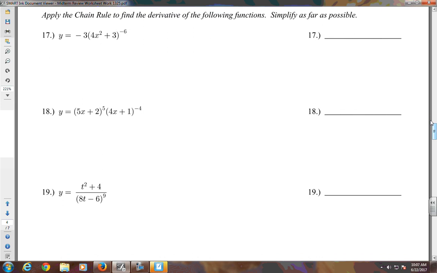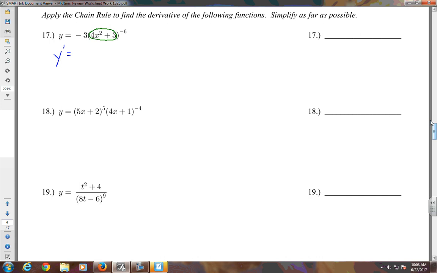On problem number 17, we will be applying a combination of the chain rule and the power rule. So notice right here I have not just x to a power, but a function of x to a power. That's how I know to apply the chain rule. So when we differentiate, we're going to do so as normal, but we're going to have an extra factor coming out of the chain rule.